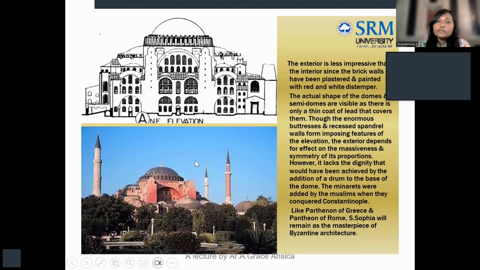The exterior part is not as interesting as the interior part, but it is huge, massive, and thick in nature. And these 4 minarets were added in the later period by the Ottoman Turks.